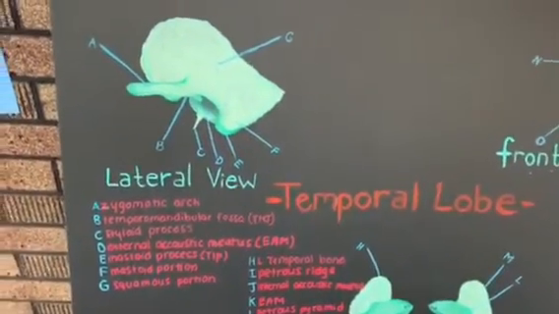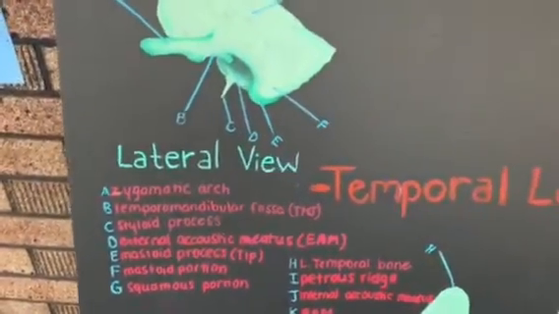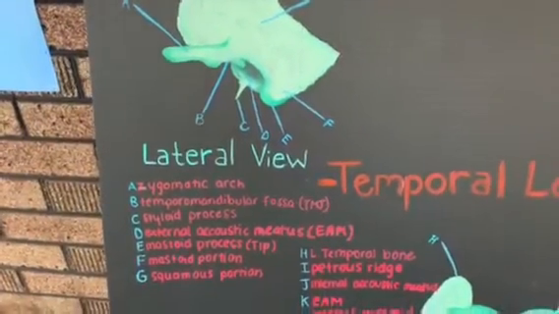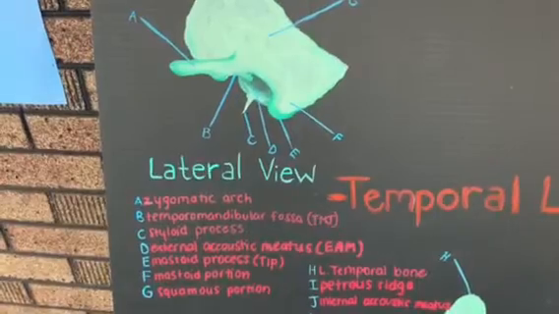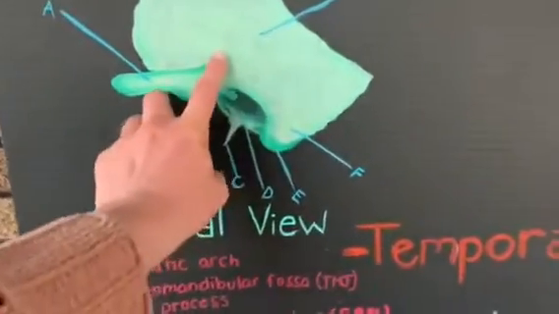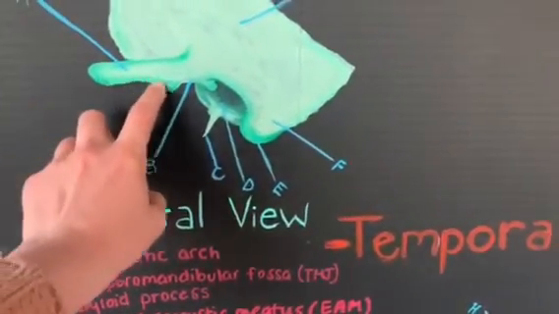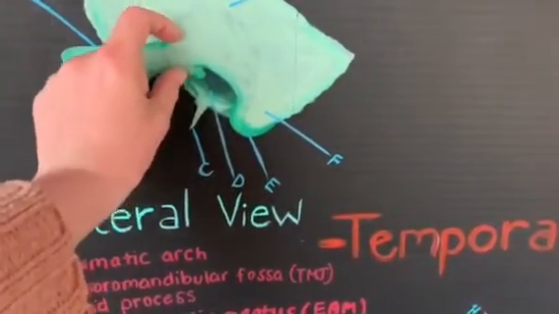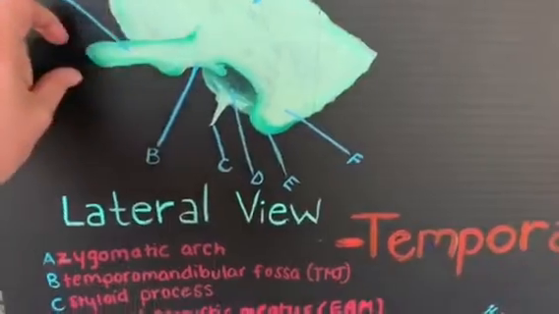All right, so this first projection is going to be the lateral or side view of the temporal bone. The first part we're going to look at here is the zygomatic arch, which is this protuberance right here. And this would be the beginning of where your cheekbone would be on your face, okay?